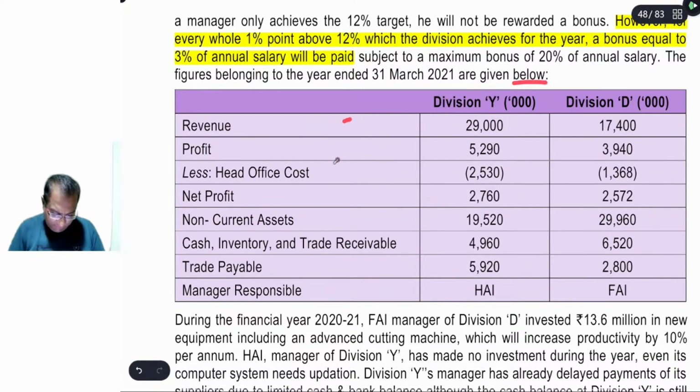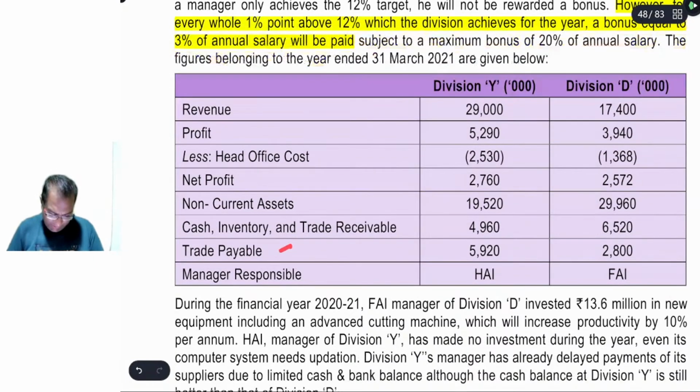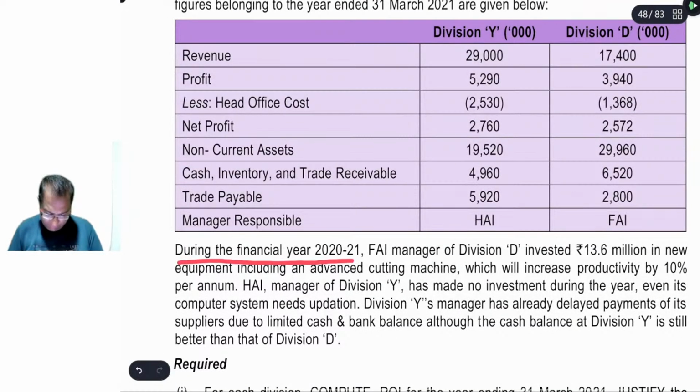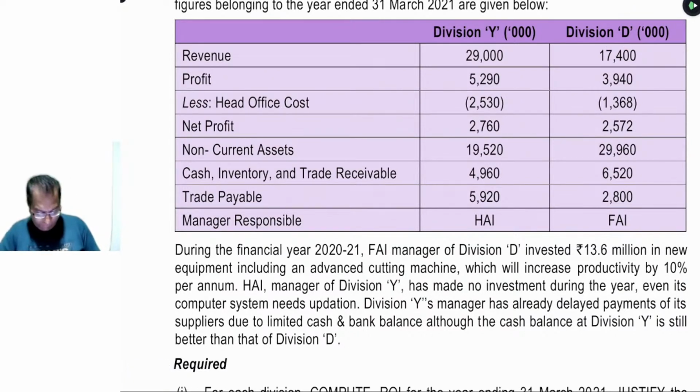Revenue has been given, profit has been given, हेड ऑफिस कॉस्ट has been given, नेट प्रॉफिट, नॉन करेंट एसेट मीन फिक्स्ड एसेट, ये आपका हो गया करेंट एसेट, this is the current liability. Okay, during the financial year 2021, HAI, जो मैनेजर है डिपार्टमेंट D का, invested 13.6 million in new equipment including an advanced cutting machine which will increase productivity by 10% per annum. So जो डिपार्टमेंट D है उसका जो मैनेजर है, the manager has invested 13.6 million in an advanced cutting machine, due to that the productivity will increase by 10%.